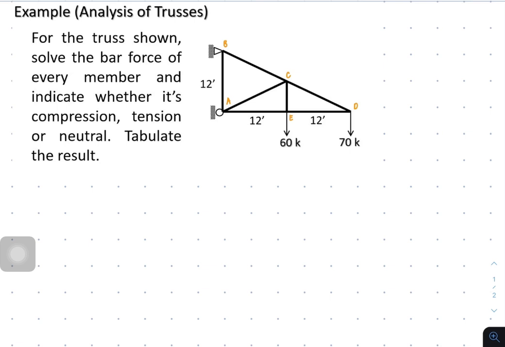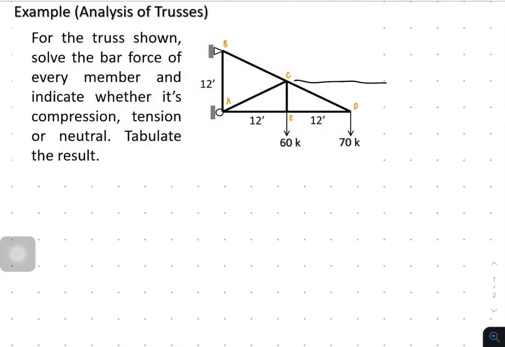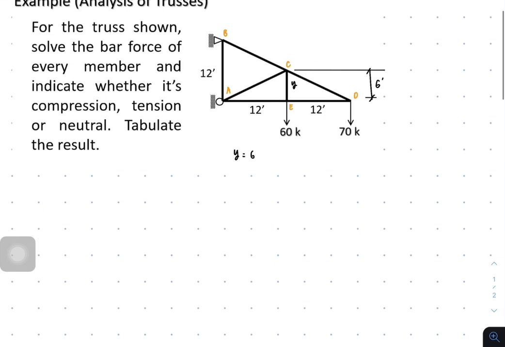And then the height of the truss is 12, and the whole length here is 24. So also, I'll just indicate here that the distance from here towards here is 6, y by ratio and proportion. So let's call that y. So we're having y equal to 6. So let's prove that it's actually 6.